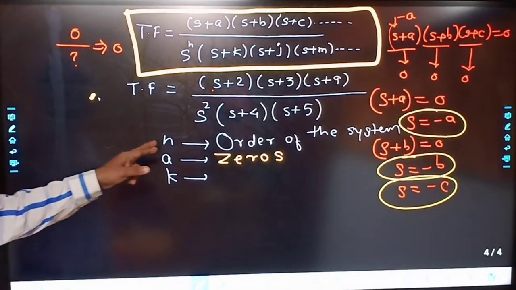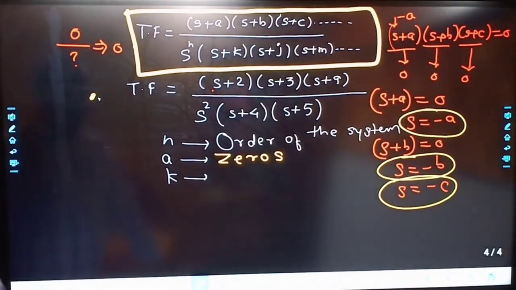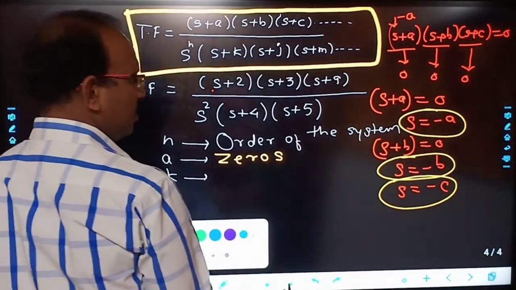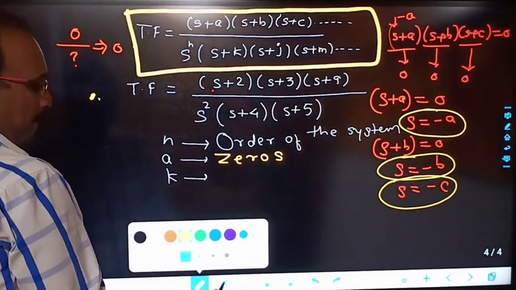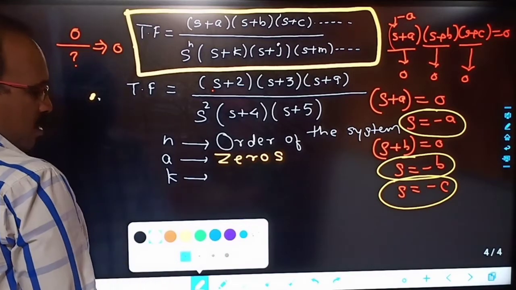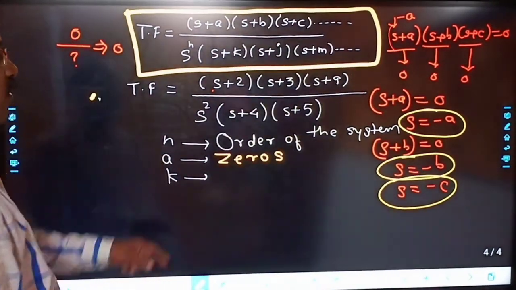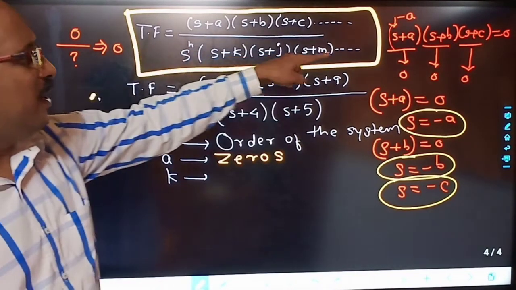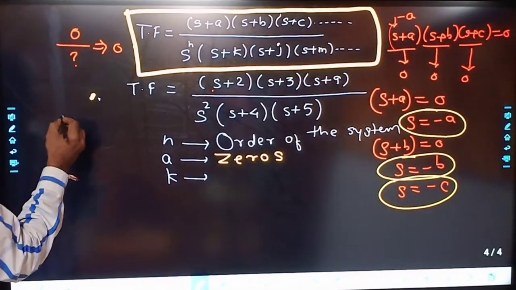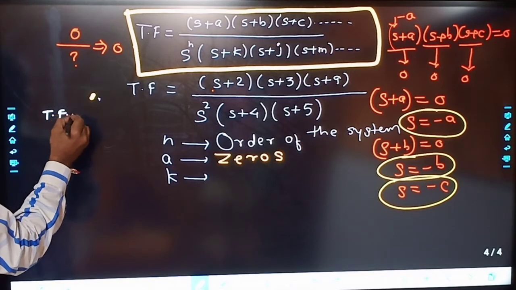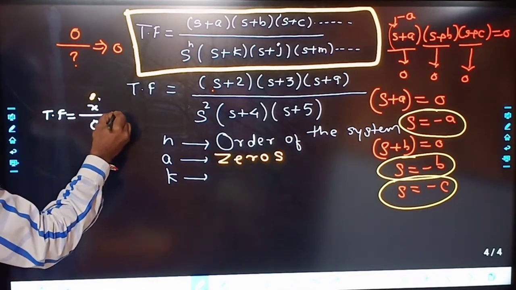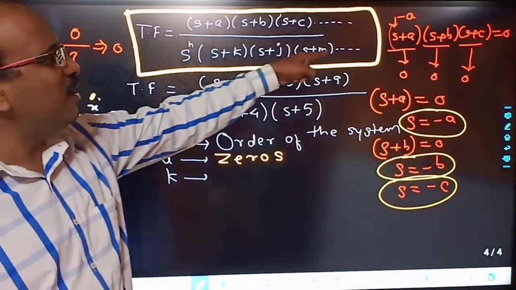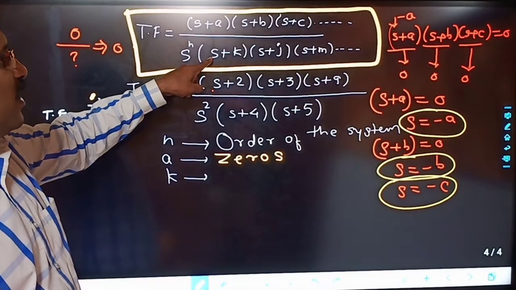Okay, as I told you, what is the order of the system and what are the zeros of the system. Now, something about K that I want to explain. See, what is K? If I make this particular part 0, here if I make S equal to 0, what will happen? Anything in the transfer function divided by 0, what is this? If I make S 0, 0 into anything is 0.